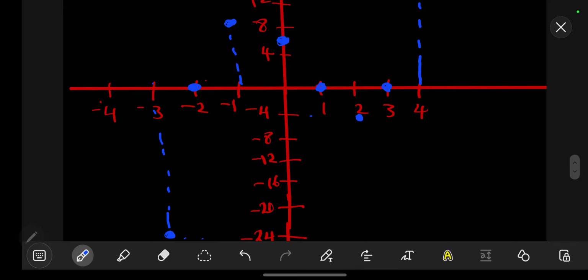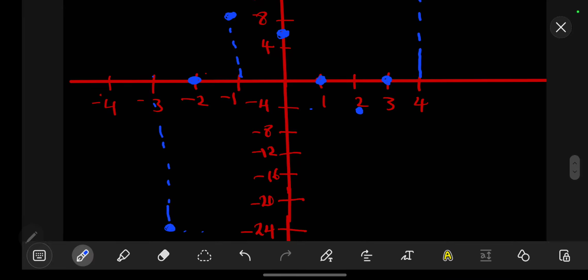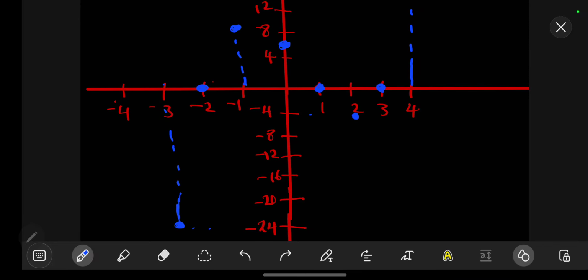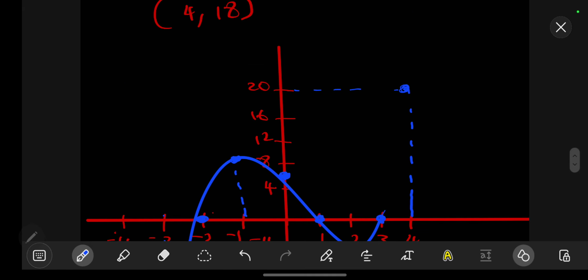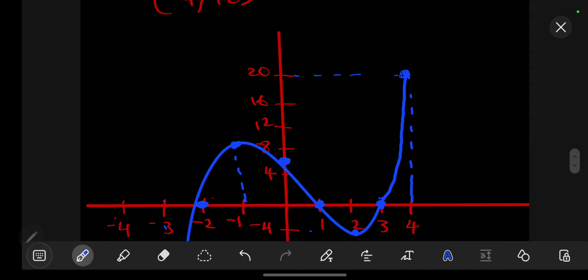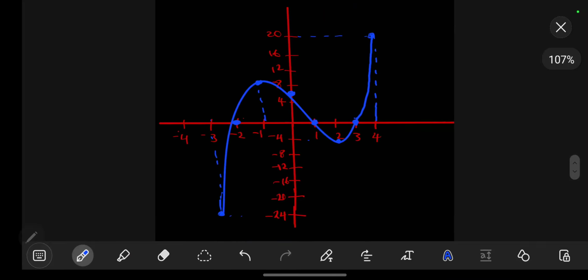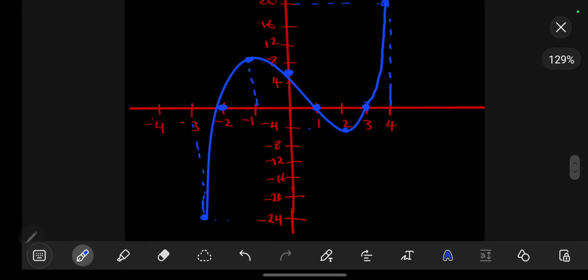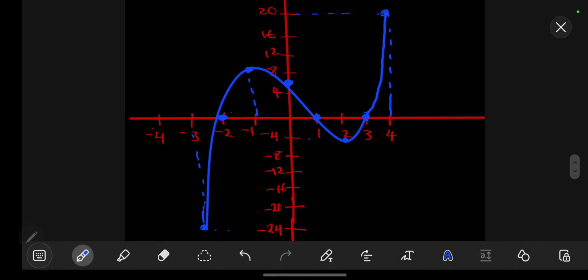Then all we have to do is join the points. So let us join them. We are going from here, going up there, passing that point, coming here until here. From there we can continue the graph. It is moving like that until our last point like that. So this is what we have. This is how the graph is looking. That is how we plot those graphs.